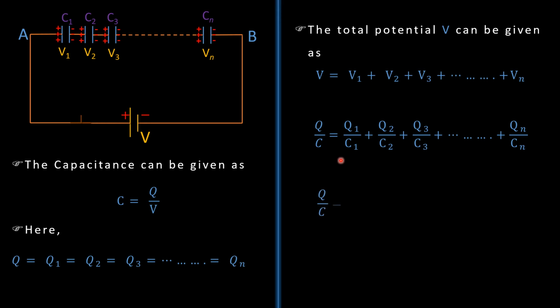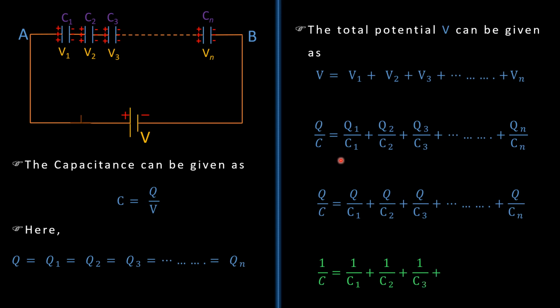Now I can replace Q1, Q2, Q3 with Q, and then what I get is 1 by C is equal to 1 by C1 plus 1 by C2 plus 1 by C3 up to 1 by Cn. This is the expression for equivalent capacitance in case of series combination of capacitors. And what this indicates is that the equivalent capacitance will be smaller than the smallest of the capacitors.